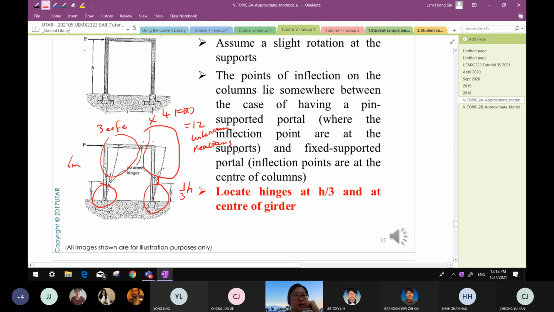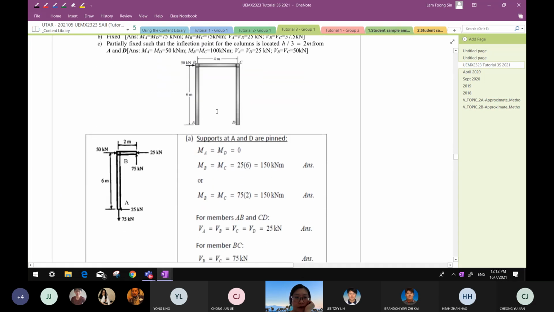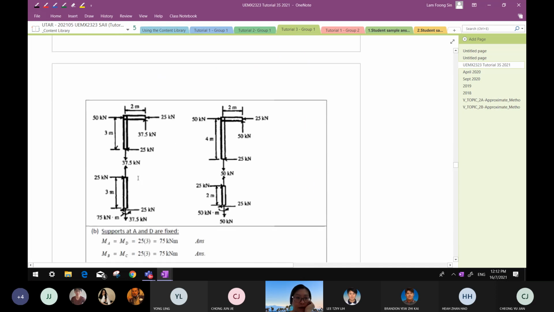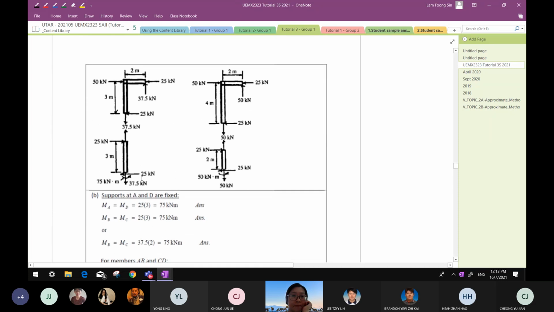Okay, because here as well. So you can go back here. So this one is pinned here. So you take it at the midpoint. So midpoint here. So here and here and here. So okay, you can take the whole free body diagram first. Also can. And then you can have 1 free body diagram, 2 free body diagrams, 3 and 4.